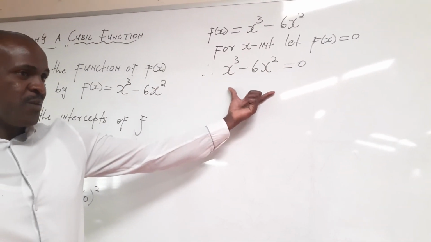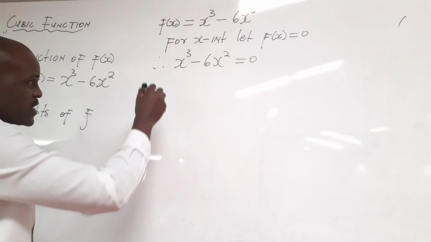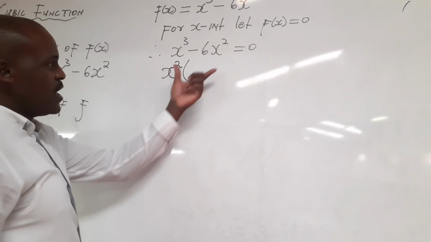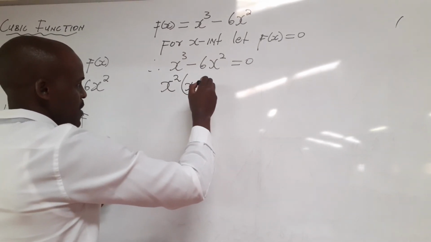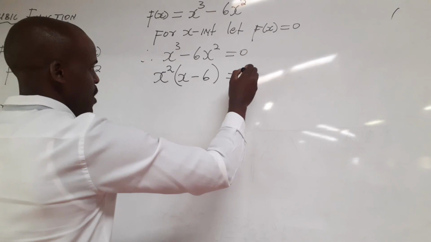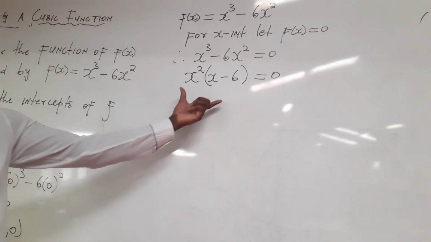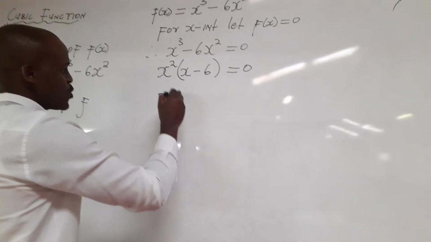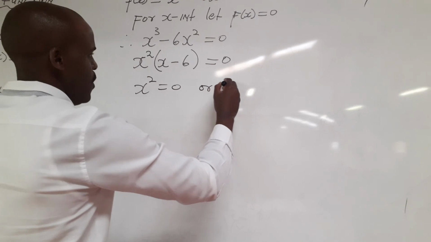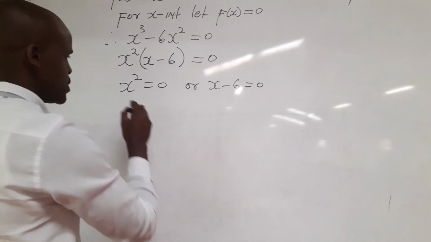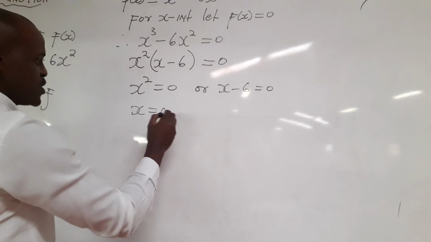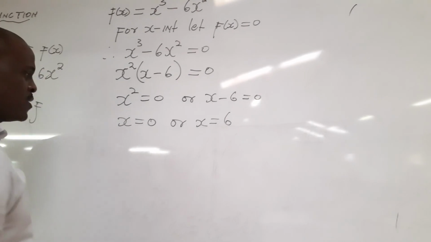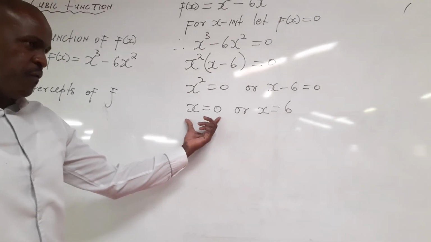And then the next step, we need to factorize this. Let's take out the common factor, which is x squared. When you take out x squared, you'll be left with x minus 6 equals 0. And then after factorizing, you solve for x. So it's x squared equals 0, or x minus 6 equals 0. So obviously x will be equal to 0, or x equals 6. So this is the value of x.